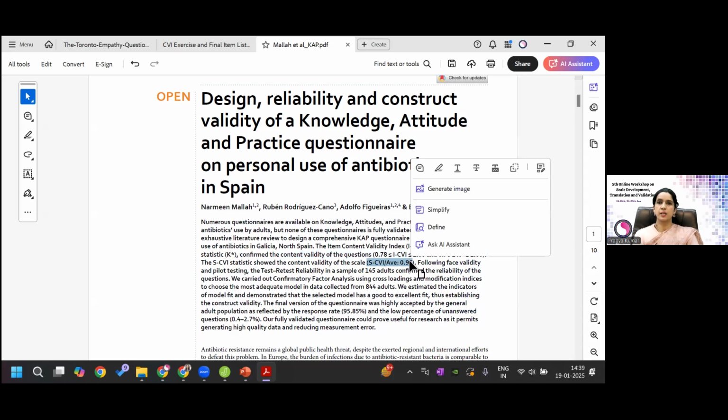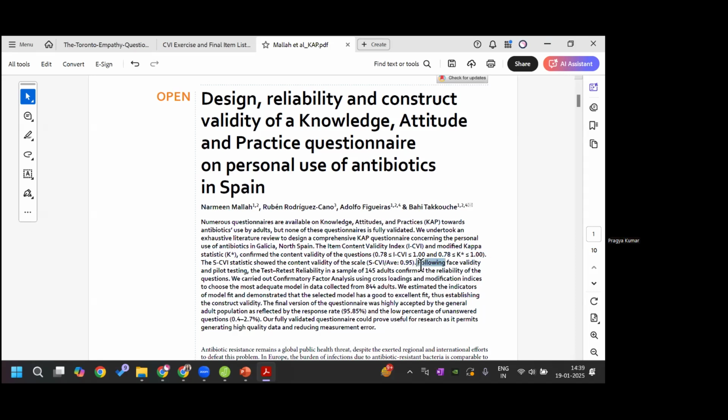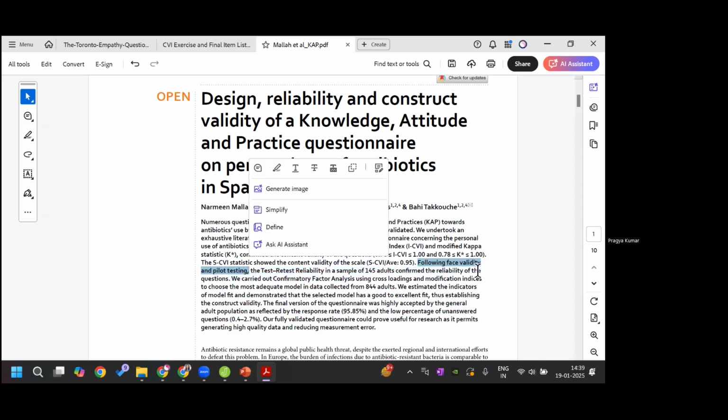Again, I think Ashwati has asked regarding face validity. I told you, but here they have written that you can report about the face validity, because this article has been published in Nature, and we guess that's the best practice which we should follow. They have written that following face validity and pilot testing, you can see this. So they have done the face validity also.